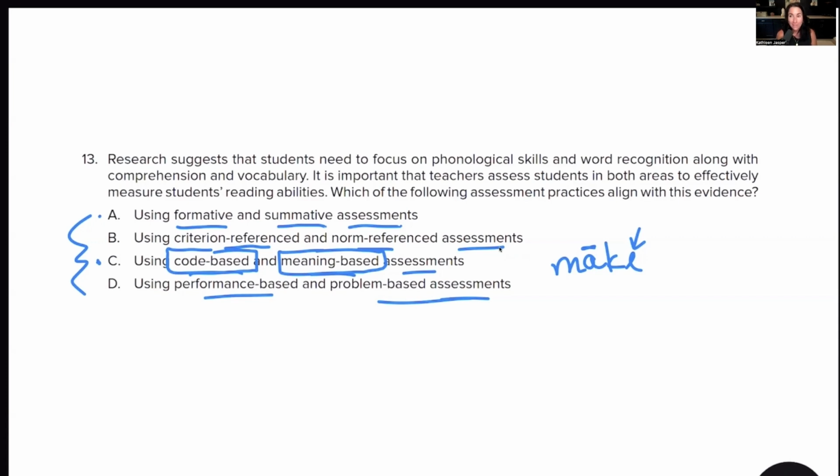Now, if I'm really thinking like a test maker, which I tell you guys to do, think like a test maker, not a test taker. Notice how different the code-based versus meaning-based assessments are. Formative and summative, criterion referenced, norm referenced, and performance-based and problem-based are all those traditional type assessments that we talk about a lot. Code-based and meaning-based are specific for reading skills. So C stands out if I'm thinking like a test maker. And I always tell you guys to do that.